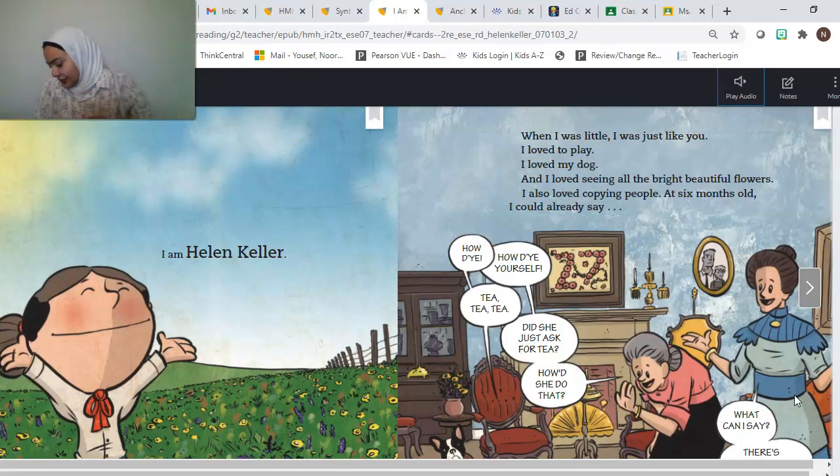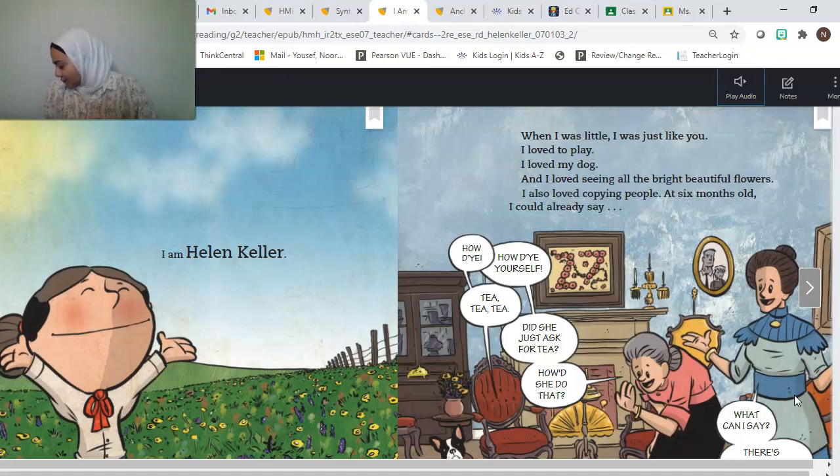All right, very cool. Who is the girl in the picture? Helen Keller, right? How do you know that she is Helen Keller? What does it say? I am Helen Keller right above her face. So we can predict that that's her. Do you think the story will be written in first person or third person point of view? I think it'll be written in first person point of view because the girl in the picture uses the word I. So if you use the word I, then it's first person point of view. Also here it says, I loved to play, I loved my dog, I also, I. Okay, so it's going to be written in first person.